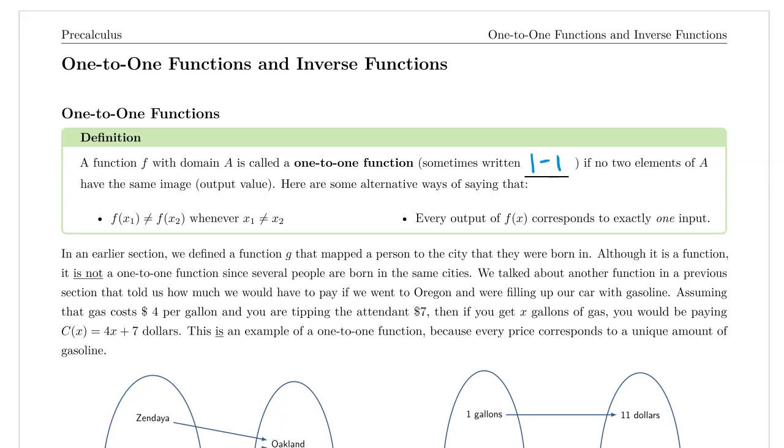The first way is f of x1 is not equal to f of x2 whenever x1 and x2 are not the same value or equal to each other. Another way is every output of f of x corresponds to exactly one input.